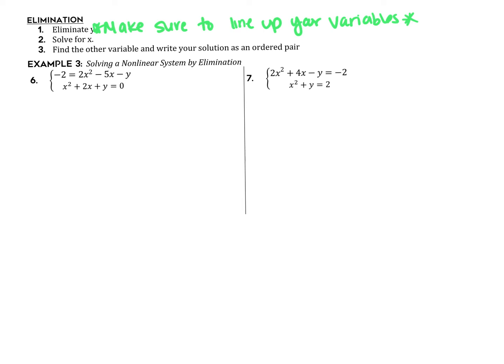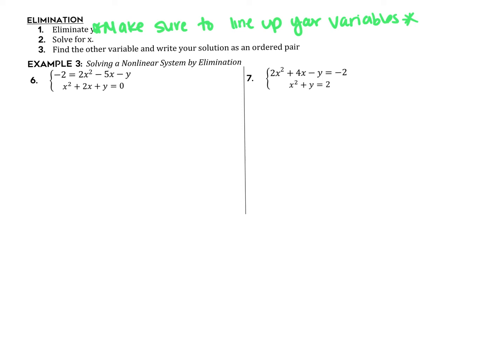So some key things. Most of the time you're going to be eliminating y because you're going to have x squared and x. If we're talking about a quadratic, it's going to be easiest to eliminate y. So make sure that you line up your variables so you're not accidentally combining 2x squared with 2x because those aren't like terms. So first thing, make sure that you are eliminating y, but while you're doing that, you're lining up your variables. You may have to multiply by something. You may just be able to add your two equations together.